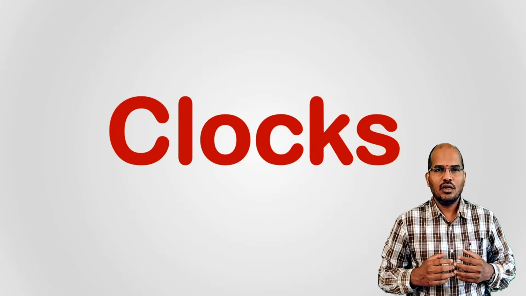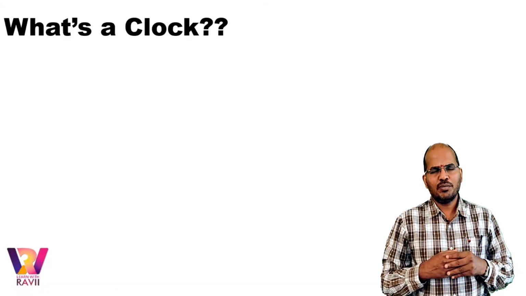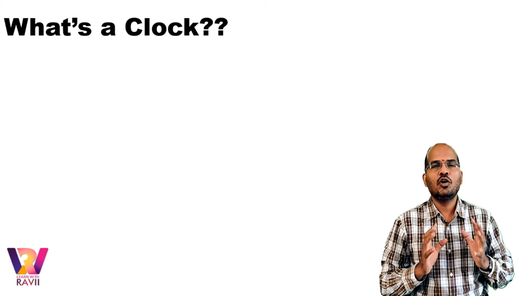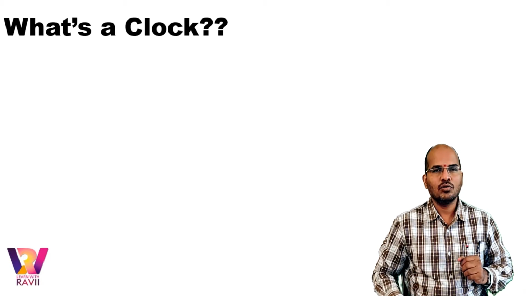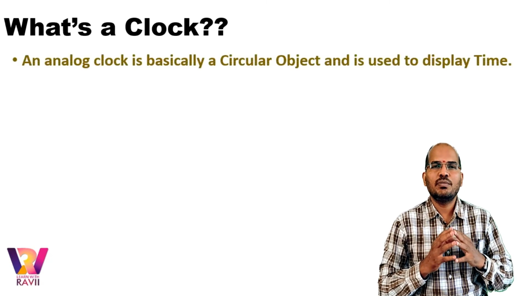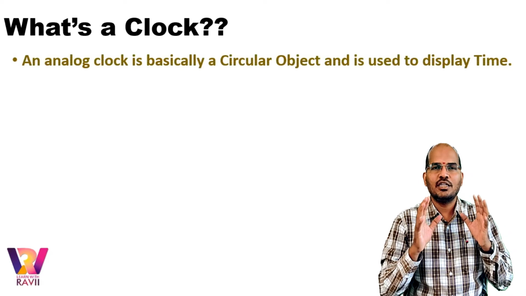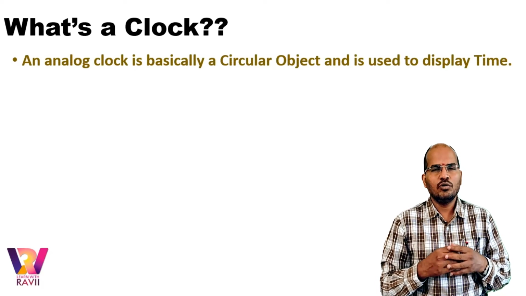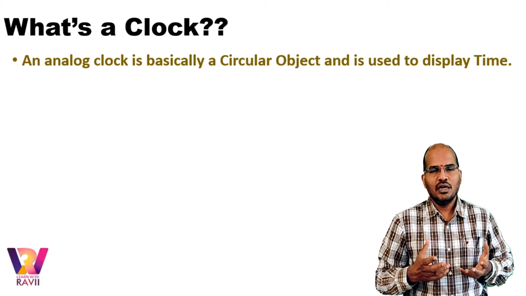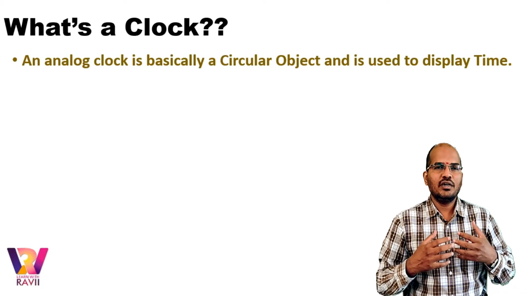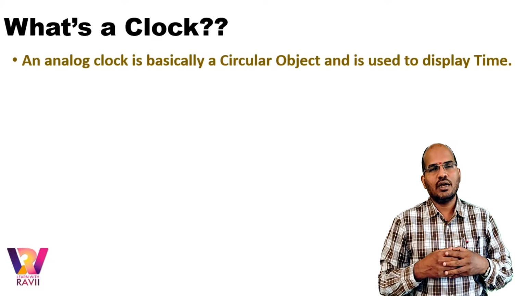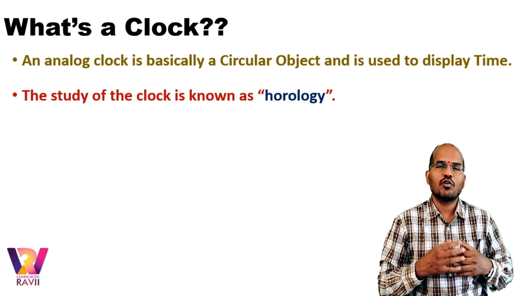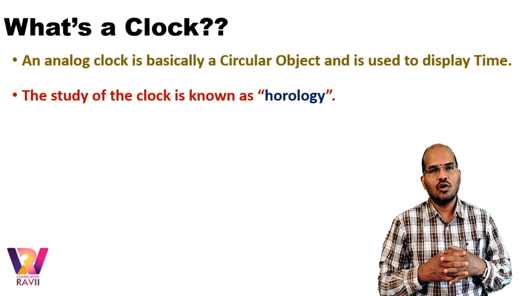So you find clocks in many shapes, but generally a clock will refer to a circular object and we call it an analog clock. So an analog clock is basically a circular object and it is used for displaying time, isn't it? Why do we use a clock? We use a clock to see time, as simple as that. Now there are different studies on clocks and that study is basically called horology. The study of clocks is known as horology.